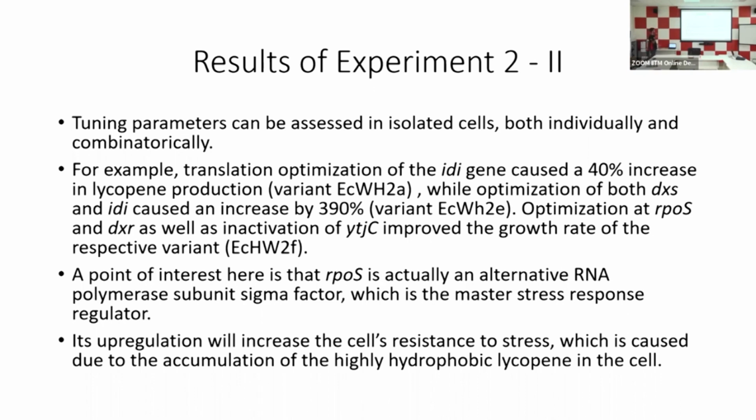The improved growth rate implies an increase in lycopene production. A point of interest here is that RpoS is actually an alternative polymerase sigma factor, which is the master stress response regulator. The optimization of RpoS significantly increases the cell's tolerance to stress. And since lycopene is a highly hydrophobic molecule, this increases the cell's resistance to accumulation of lycopene inside the cell, and it proceeds to grow normally even though there's a high amount of lycopene in the cell.